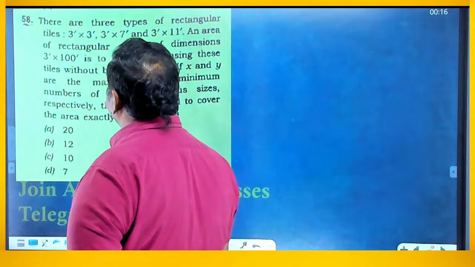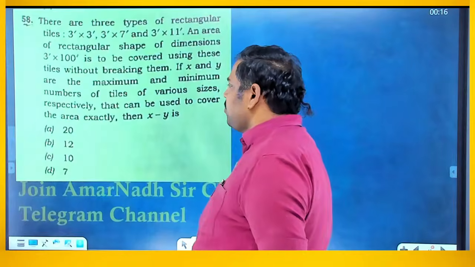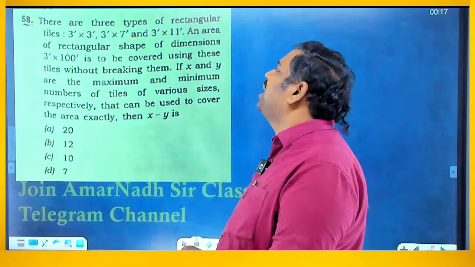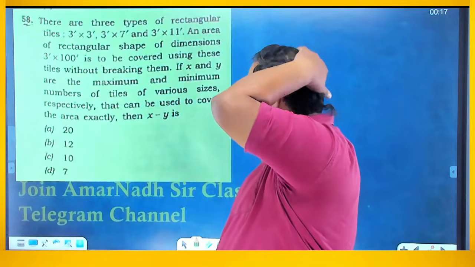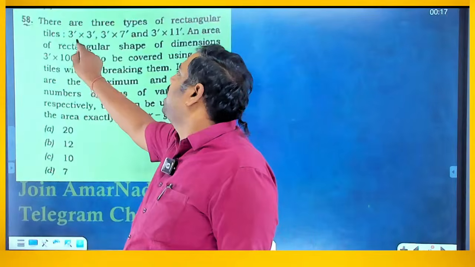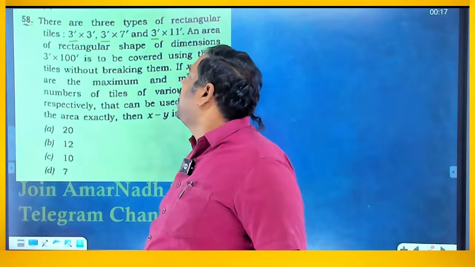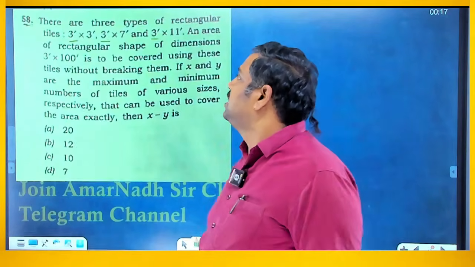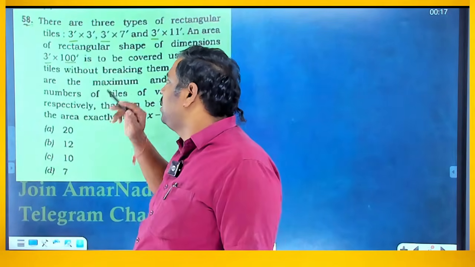Now let's see the next beautiful one. This is the funny question. There are 3 types of rectangular tiles: 3 by 3, 3 by 7, 3 by 11. Observe, one dimension is fixed to 3. And an area of rectangular shape of dimensions 3 by 100.